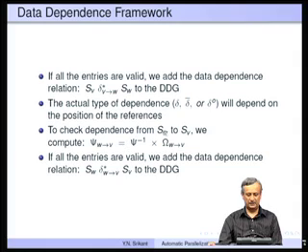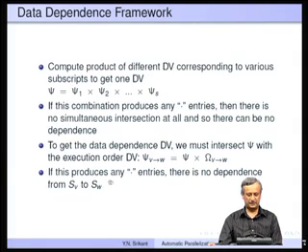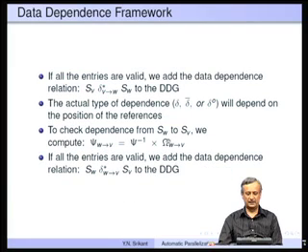Now, if we got this dot and there was no dependence from SV to SW, then we need to check whether there is any dependence from SW to SV. How to do that? We need to compute the direction vector of the dependence from W to V. This is where the inverse comes into the picture. We take the inverse of the original and then multiply it with omega of W to V. This is the direction vector from W to V.